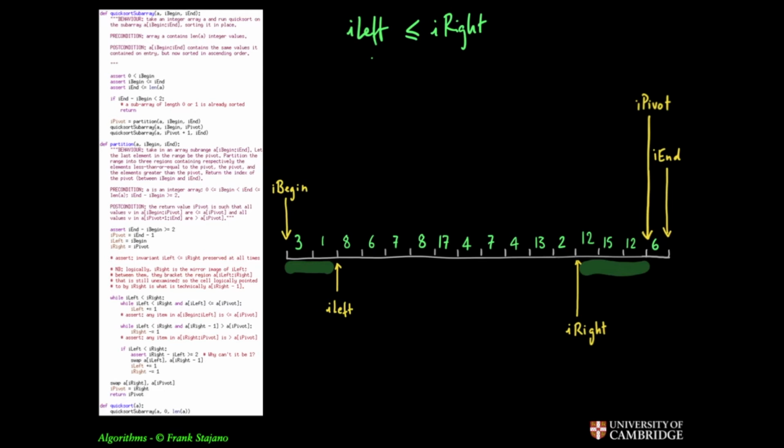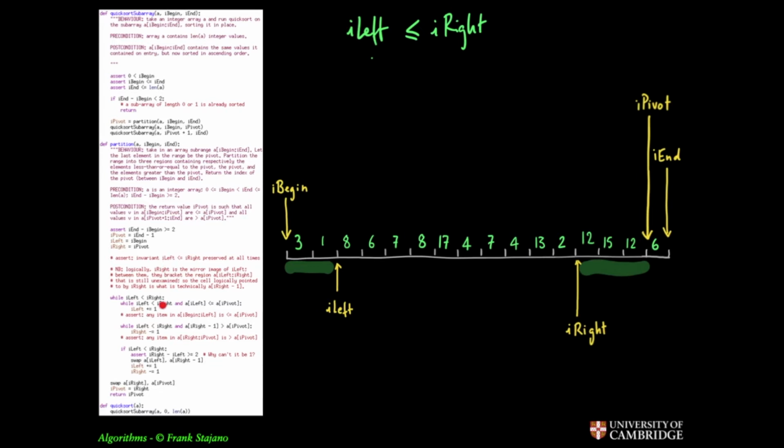So on entry into this partition, then I begin and I end have to be separated by at least 2 positions. I assigned I pivot pointer to be the last element in the range, and I set I left to I begin, and I set I right to I end minus 1, which is already the pivot.